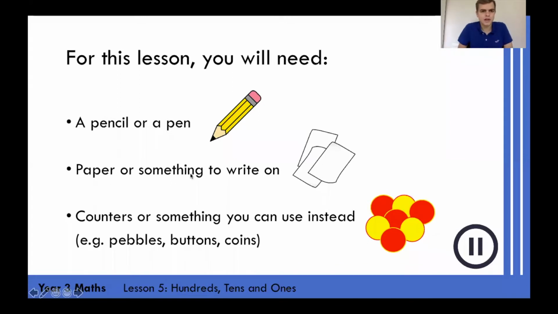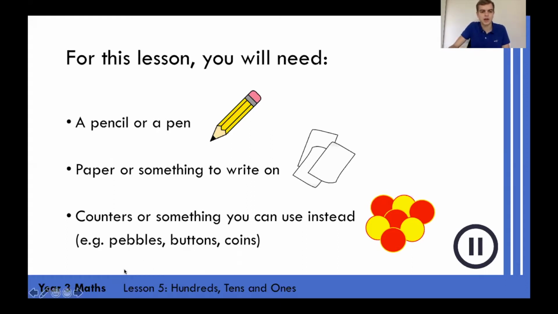So first of all, what are we going to need for today's lesson? As usual, we're going to need something to write with, so a pen or a pencil, something to write on, so paper or a book or a whiteboard. And today we're going to need some counters, or something that you can use instead of counters, so something like pebbles, buttons, coins, anything that you've got around the house. So pause the video here and go and get all of those things and then come back and we can start our learning together.